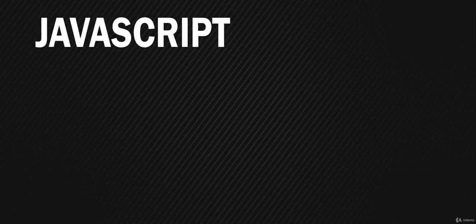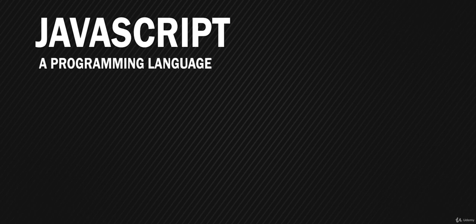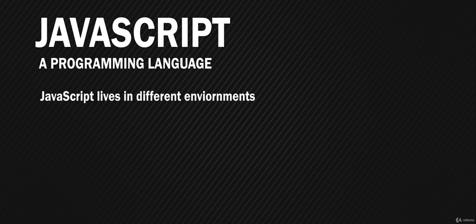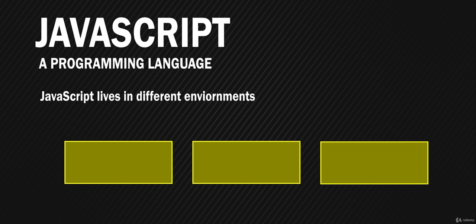A quick word on JavaScript. And yes, we know that JavaScript is a programming language. But what you may or may not know is that JavaScript lives in different environments. Specifically, we can break it down into 3 environments. It lives in the browser, it lives in the backend, aka the server, and it can live in a database.